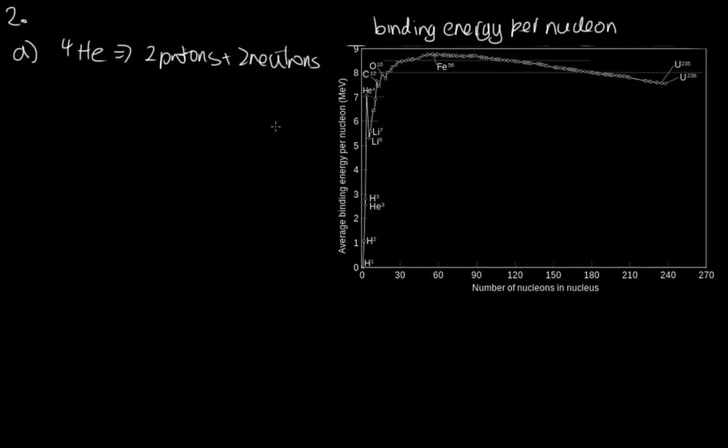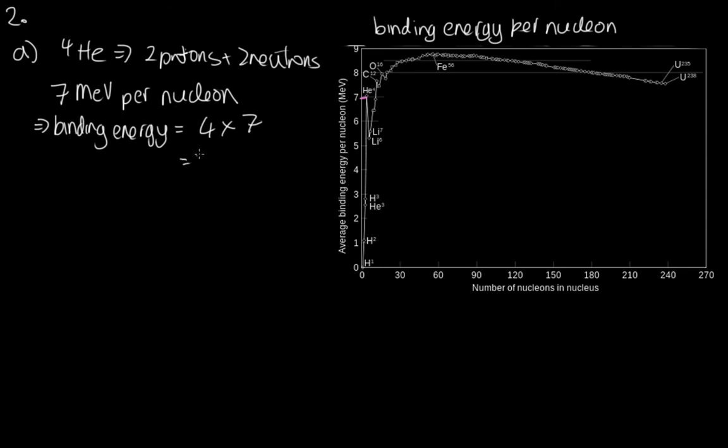Now, protons and neutrons don't have any binding energy to start with because they're just individual particles. So what we need to do is look for helium-4 on this graph, which is here, and this tells us that helium-4 has a binding energy of 7 mega electron volts per nucleon. Now in helium-4 there's 4 nucleons, the 2 protons and the 2 neutrons. So this tells us that the binding energy is just equal to 4 times the 7 mega electron volts, so that's 28 mega electron volts.